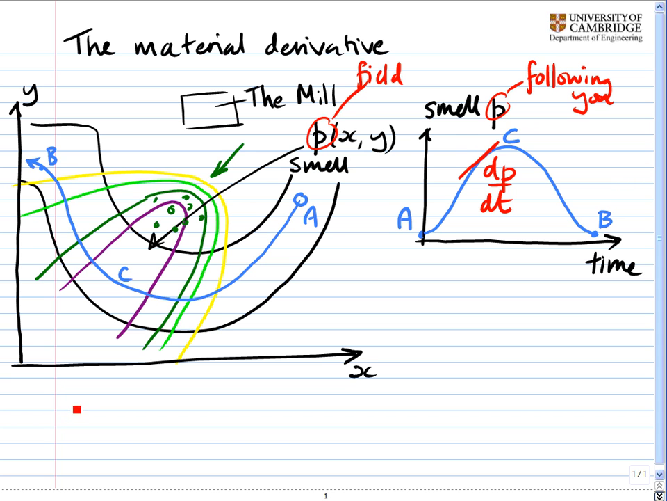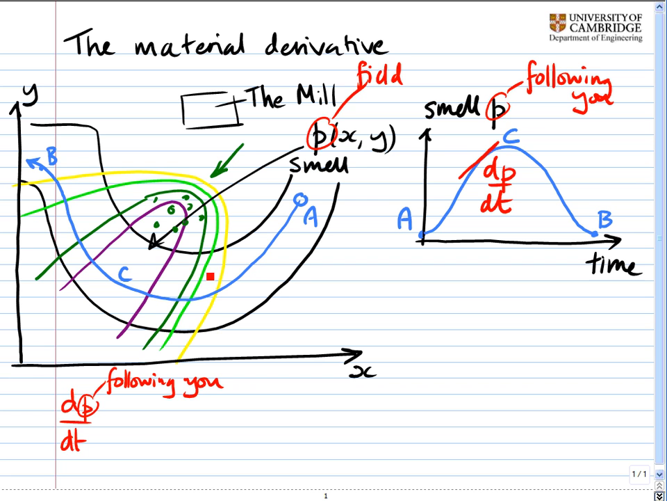So let me write that down at the bottom. What we're after is dp by dt, where that p is following you. And we want to try and get it in terms of the p field and the velocity, your velocity as you move through this field.